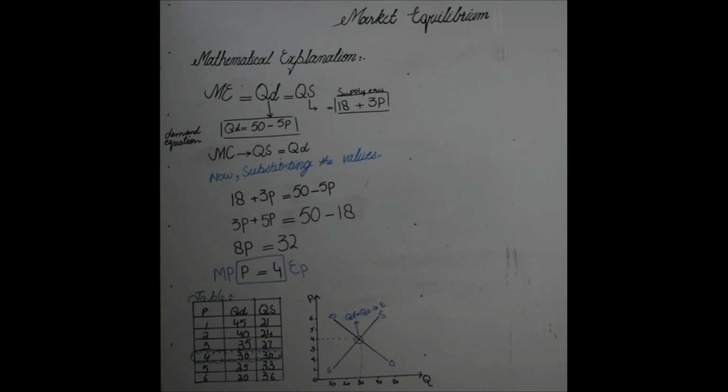Here is a table. Now we can easily make a graph with the help of the table. DD is the demand curve, SS is the supply curve, and 4 is our market price and the equilibrium price. We will see that 30 is the quantity demanded and 30 is also the quantity supplied. So this is the market condition where quantity supplied is equal to quantity demanded. So by the table and the graph, the same results are obtained.